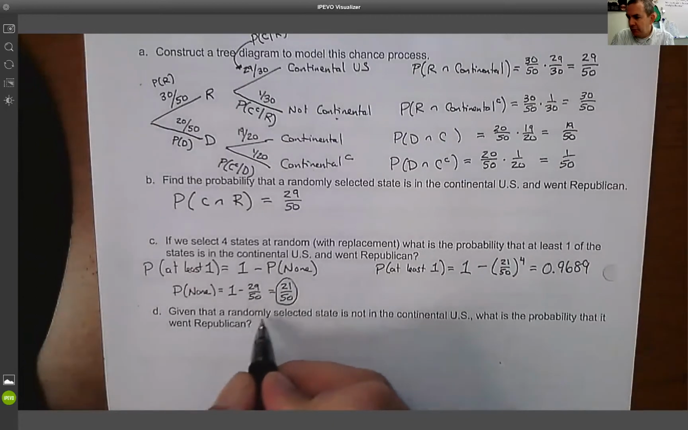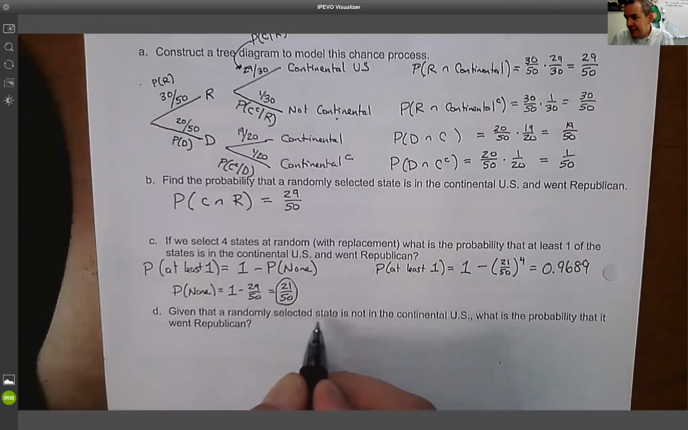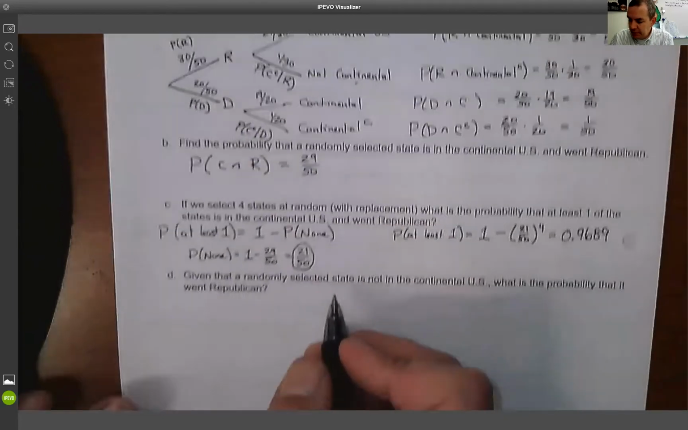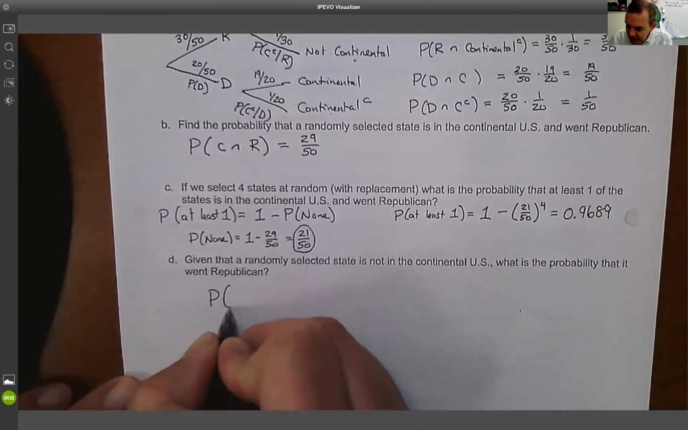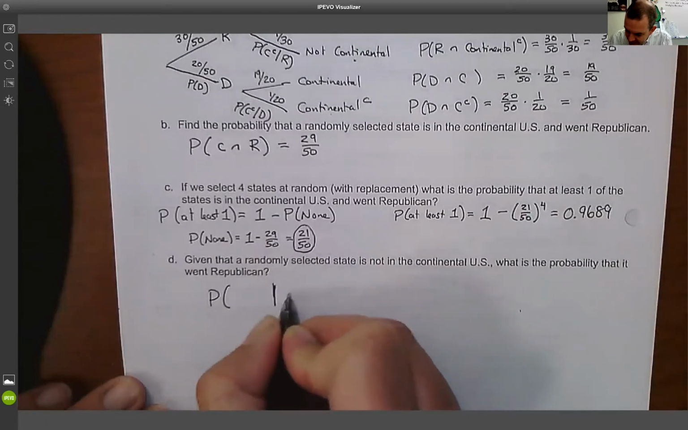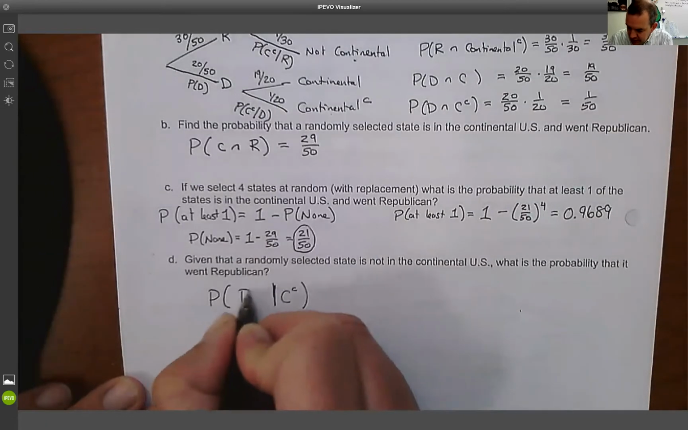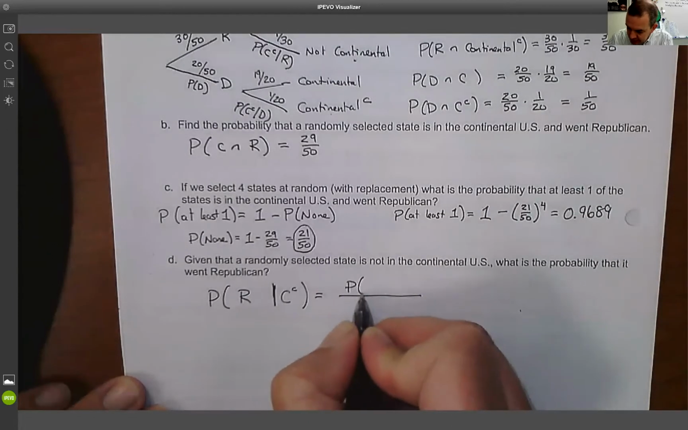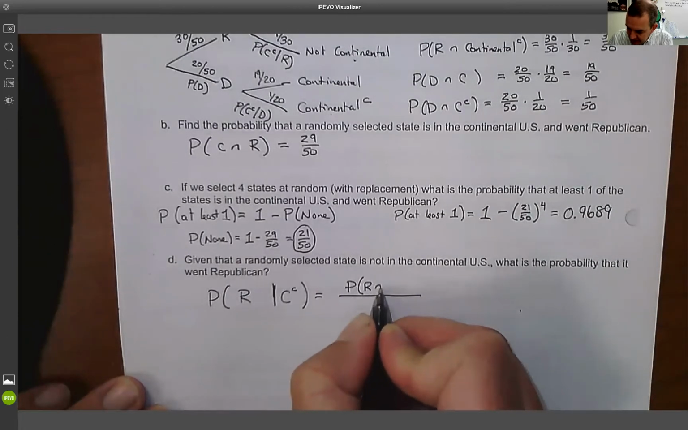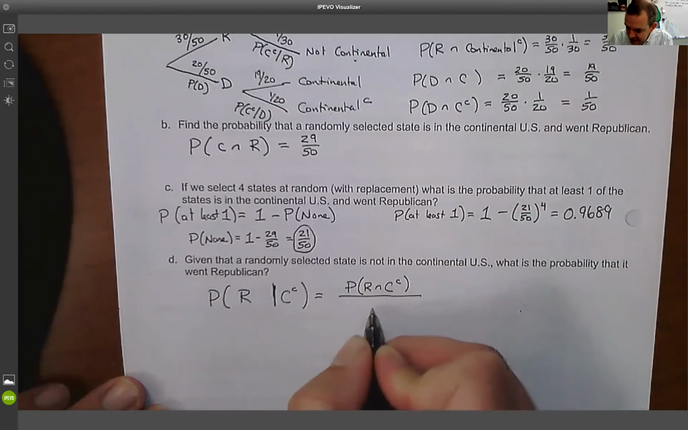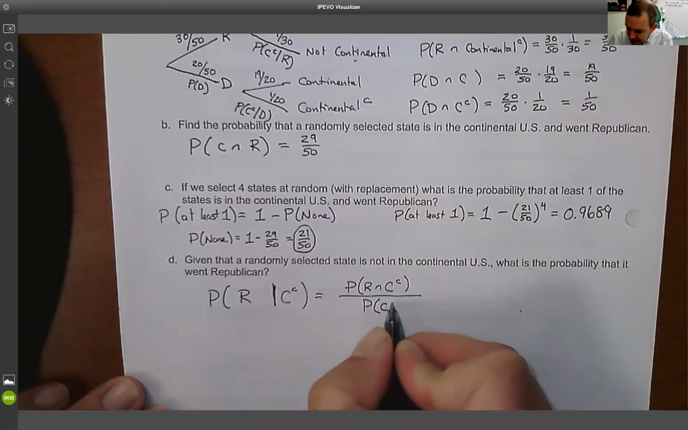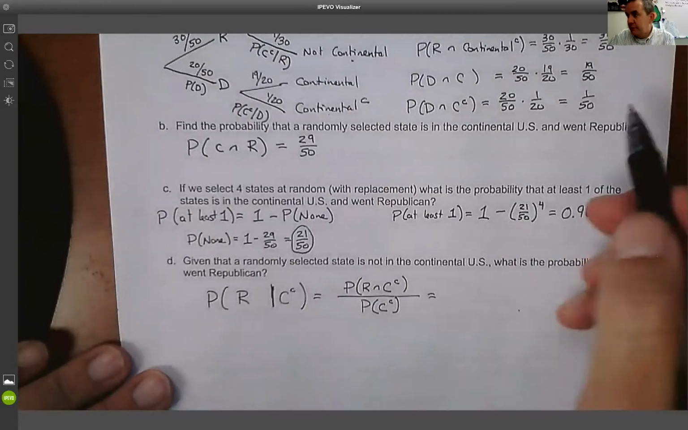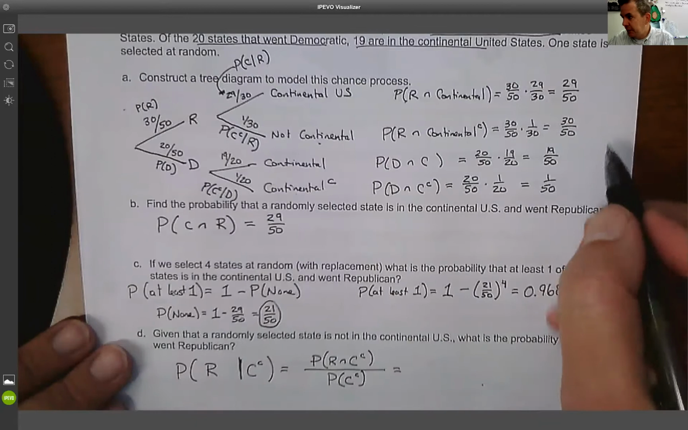Last thing, given that a randomly selected state is not in the continental United States, what is the probability that it went Republican? So probability, given that you're not in the continental United States, what's the probability of going Republican? From your formula sheet, it is going to be the probability of being Republican and not in the continental United States over the probability of not being in the continental United States. Well, if we look up top, we have those. These people right here.